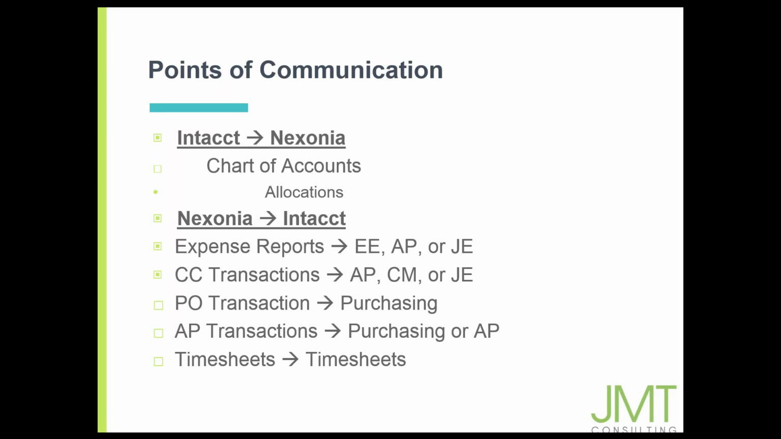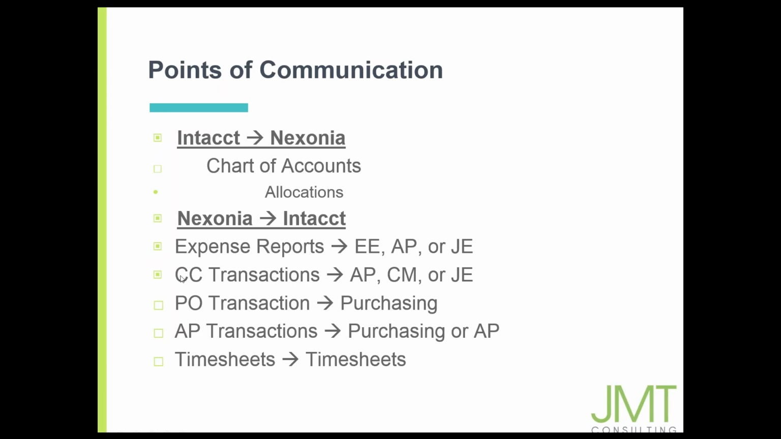So now we're in Nexonia. Our team is using it. Our chart of accounts is there. Our allocations table is available. So what about the parts of Nexonia? Where can those go? So expense reports out of Nexonia actually have 3 different landing points that they can go to. The first is employee expenses directly out of the time and expenses application. The second is directly into accounts payable with your employees listed as a vendor. And finally, as a journal entry directly.